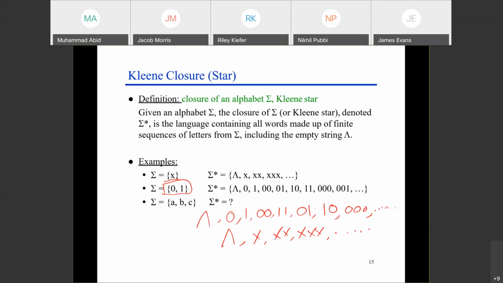Any questions on the closure property? Okay, we are happy. If you are happy, then no problem.